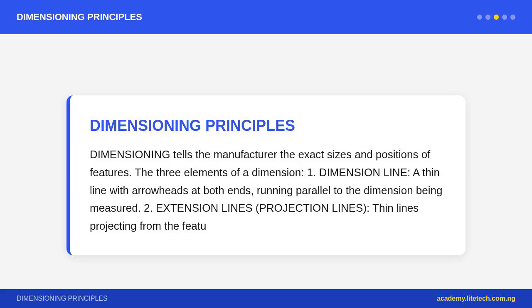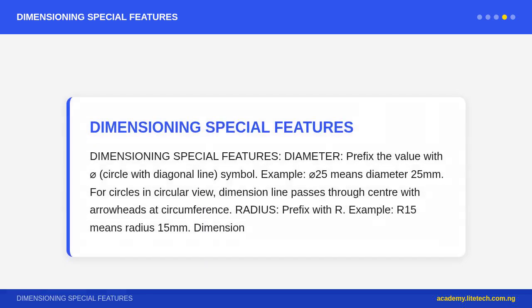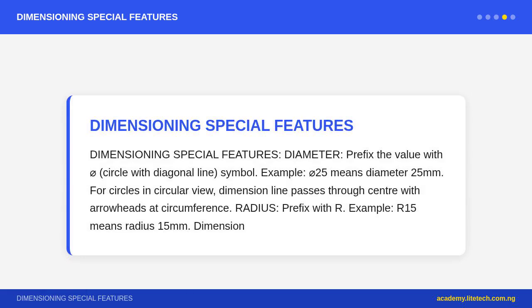Countersink or chamfer, expressed as angle times depth, e.g. 45 degrees times 2. Number of features, n times, dimension. Example, 4 times 10 means 4 holes each 10 mm diameter. Angle dimensioning, dimension line is an arc centered at the vertex of the angle. Value in degrees, e.g. 30 degrees.